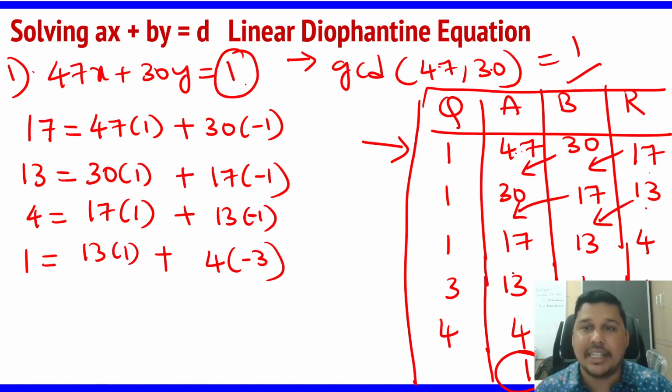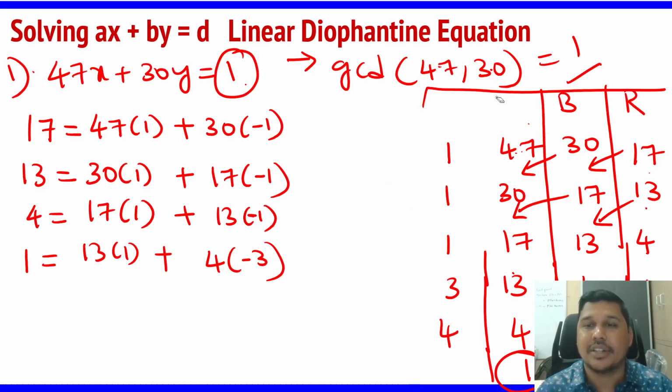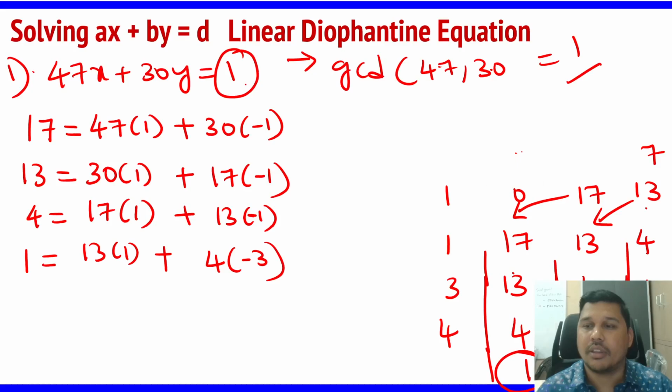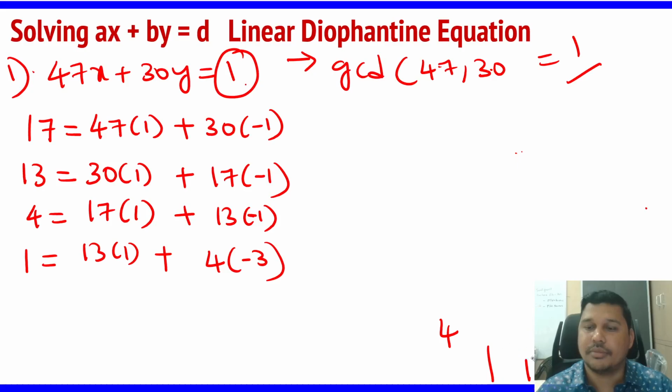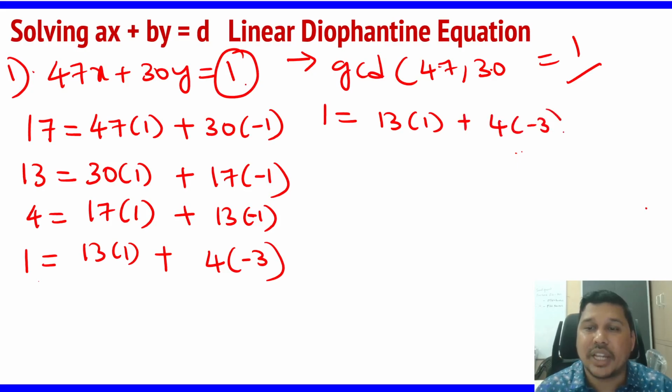First, you found out GCD, you wrote this table. Then, you are writing equations for remainders using the A and B's. Okay, we got these 4 equations. Now, do reverse substitution. What is reverse substitution? I will just erase this table here. See, what is reverse substitution? Take the last equation first. So, 1 is equal to 13 into 1 plus 4 into minus 3.